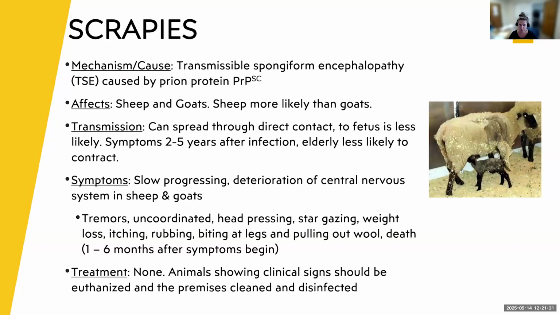So the symptoms are pretty slow progressing. It has deterioration of the central nervous system in sheep and goats. So what does that look like? It can look like tremors, uncoordination, head pressing, because of that brain pressure, stargazing, weight loss, itching, rubbing, and biting at the legs. Death usually occurs within 1 to 6 months after those symptoms begin, but it's really important if you ever see something like this to contact a veterinarian and have it identified very quickly. Again, there is no treatment. Animals showing clinical signs should be euthanized and the premises cleaned and disinfected.